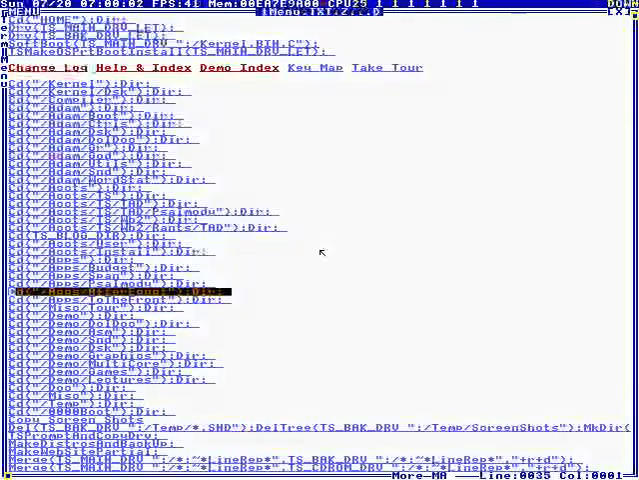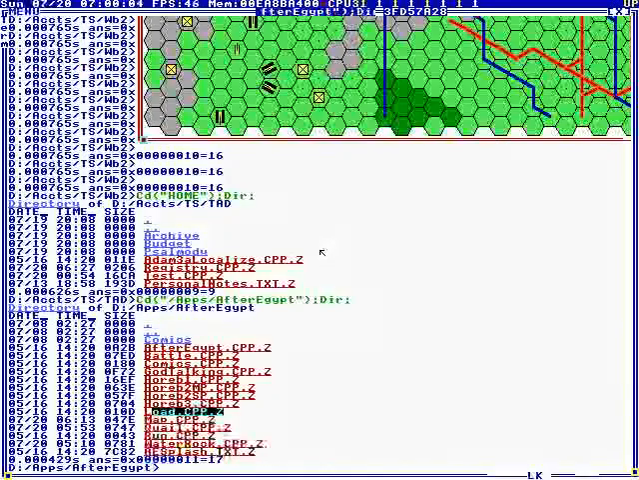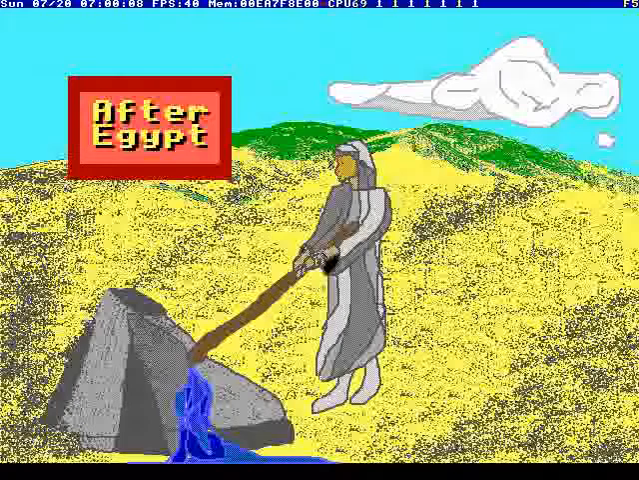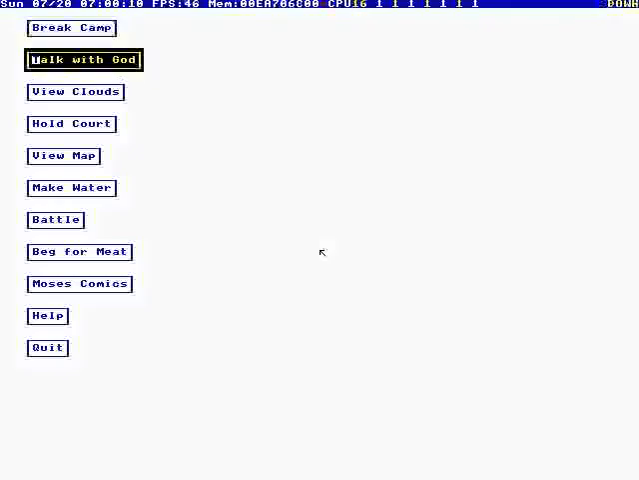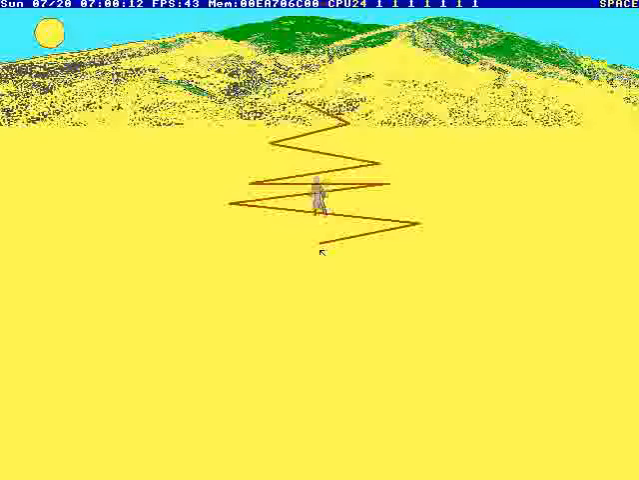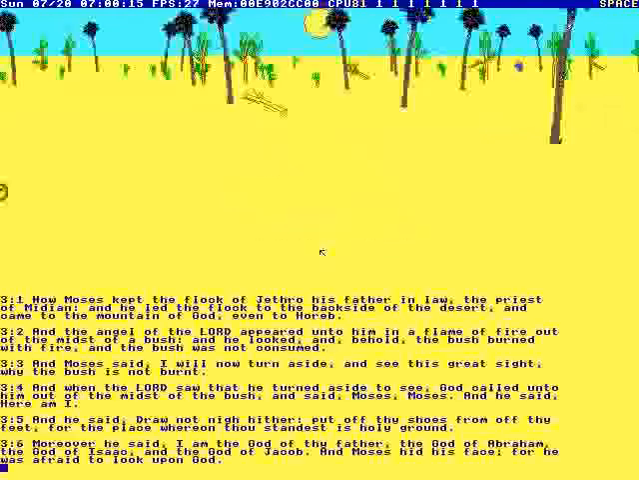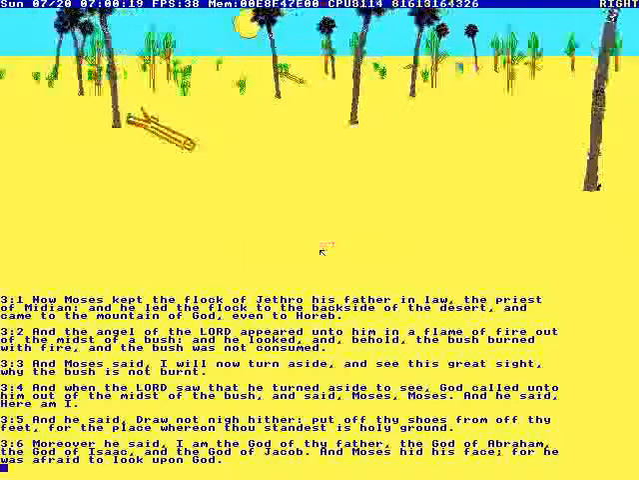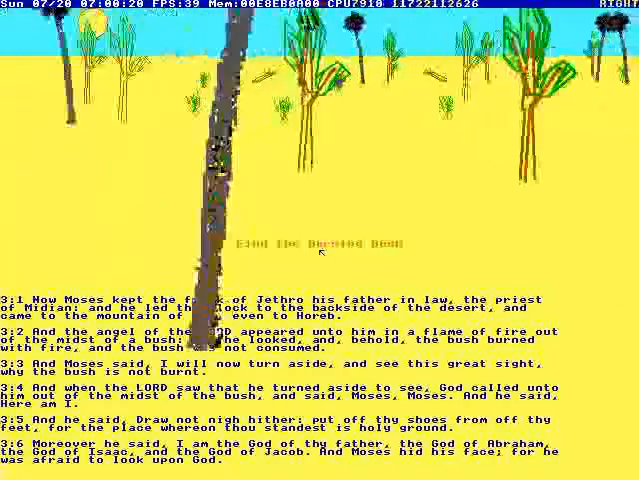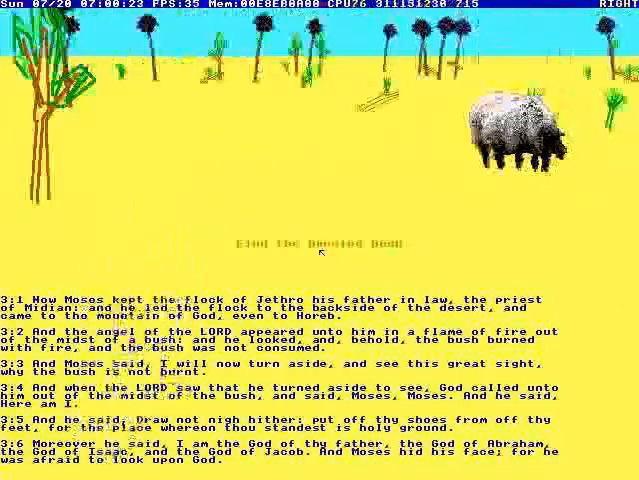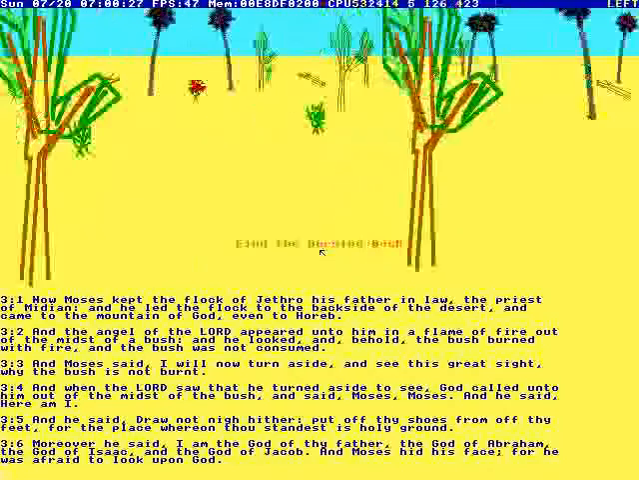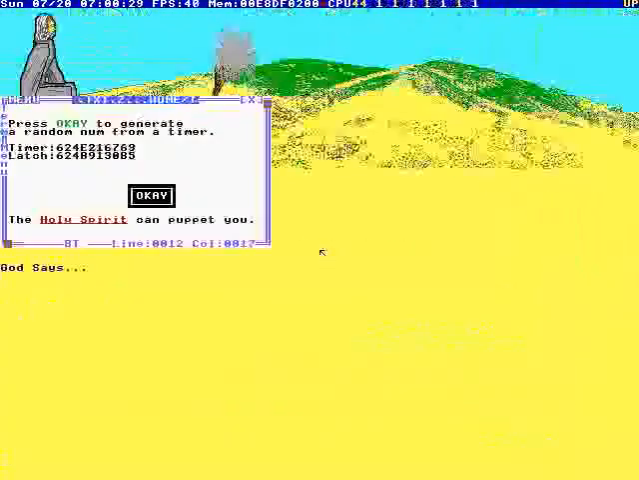Anyway, Horeb. This is the part where, let's look at what we're looking at. Horeb is when you talk to God, Mount Horeb. Go up the mountain. That's mountain. This is Horeb. I think this is Horeb. Yeah, I think it's Horeb. So you have these little sheeps walking around, palm trees, and you have the burning bush.